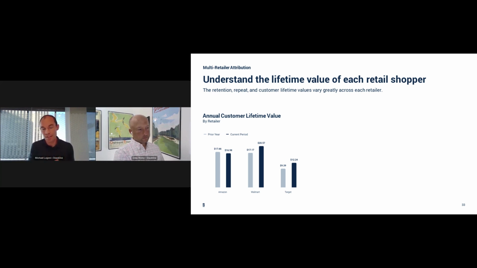And you can see that the lifetime value really varies quite a bit from retailer to retailer here. When the client acquires customers on Amazon, they typically spend $16 to $17 per year buying that brand's products over multiple purchases. Walmart has really improved the lifetime value up to almost $20. And then you've got Target, which also has improved quite a bit, going from $9 to $12 year over year.